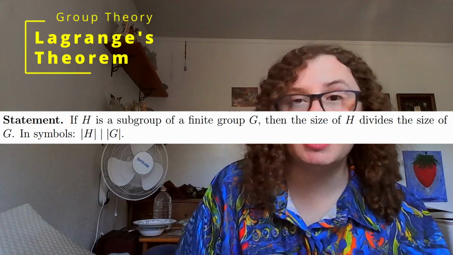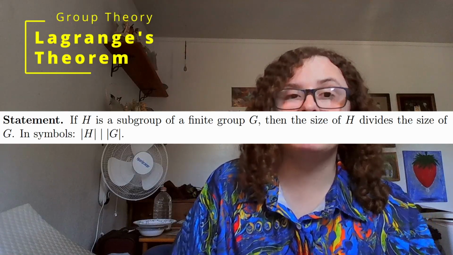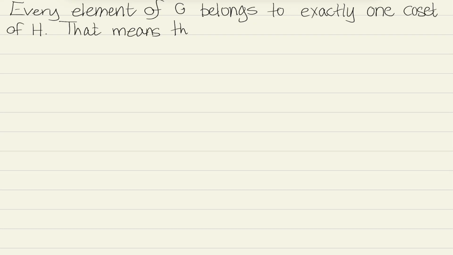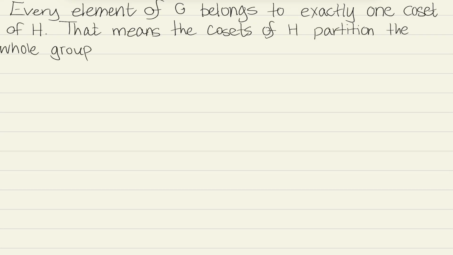Before we can answer that question, however, let's go over something I hinted at last time, this time more formally: Lagrange's theorem. If H is a subgroup of a finite group G, then the size of H divides the size of G. In symbols, |H| divides |G|. The idea is actually simple but powerful. Every element of G belongs to exactly one coset of H. That means the cosets of H partition the whole group G.